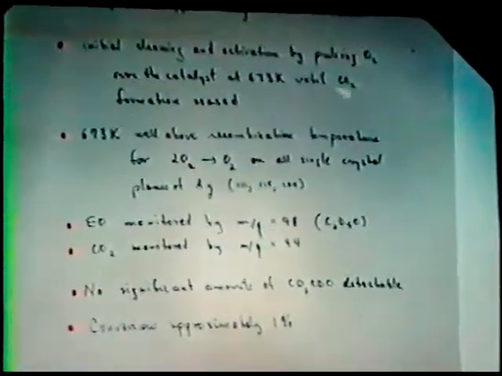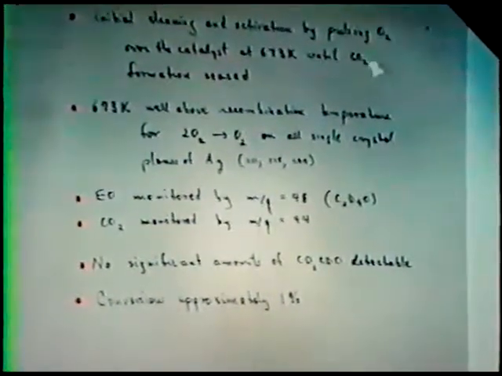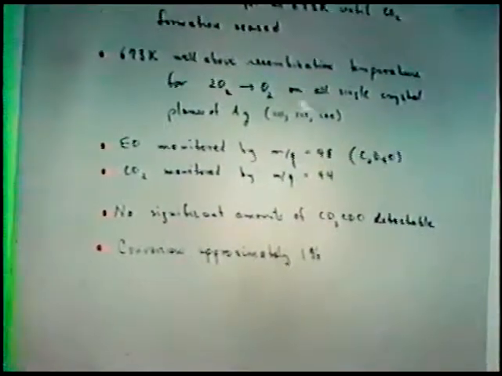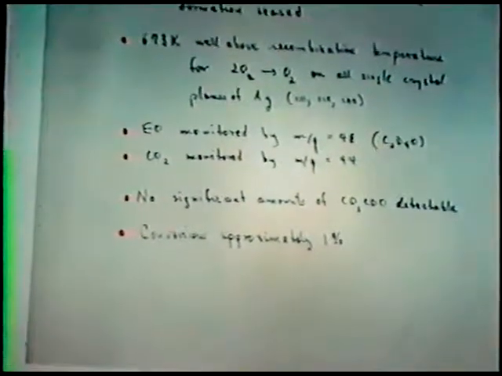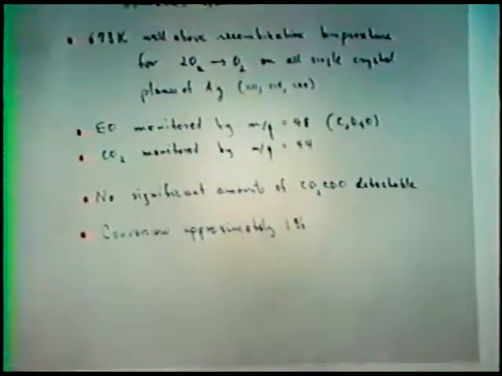I'll simply tell you that the initial cleaning and activation here was done by pulsing molecular oxygen over this catalyst at 673 Kelvin. That's a temperature sufficiently high to burn off all the carbon as carbon dioxide. So this treatment was continued until there was no further evidence of carbon on the surface, and the carbon dioxide emission went to 0. This temperature is sufficiently high that any oxygen that would be on the surface would recombine to form dioxygen. And so after this treatment is finished, of course, when it's cooled down, there will be some residual oxygen due to the treatment of the dioxygen.